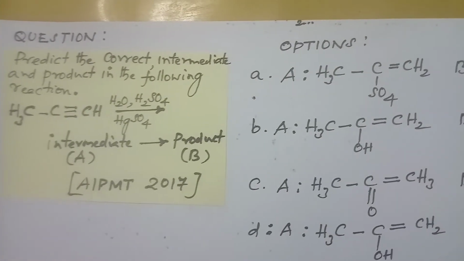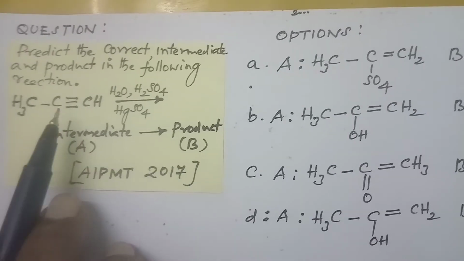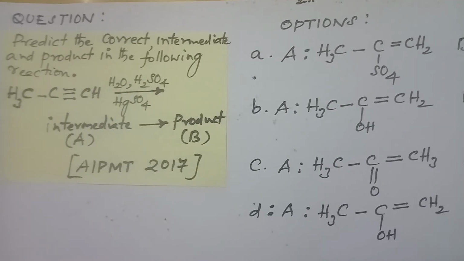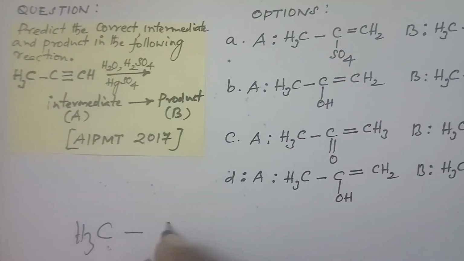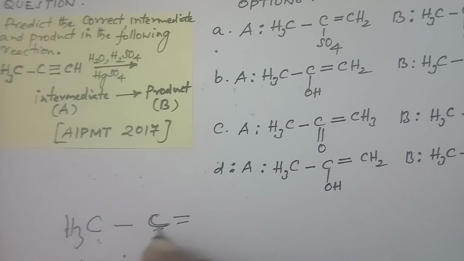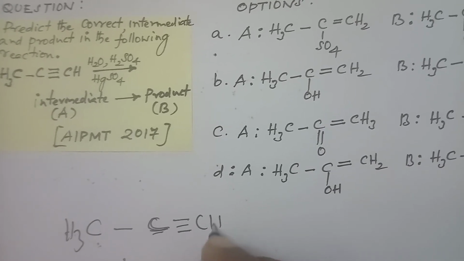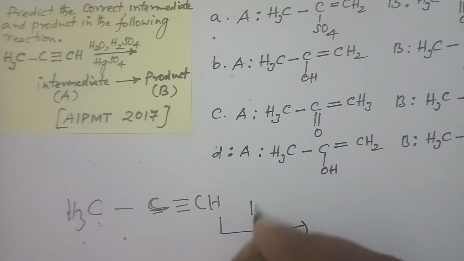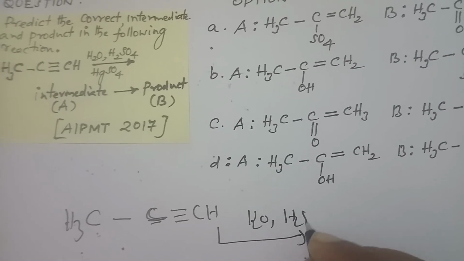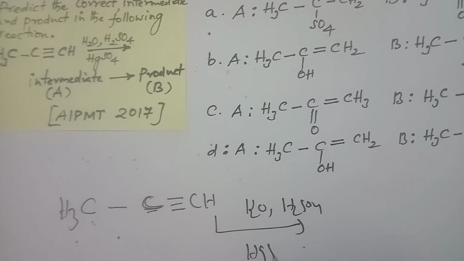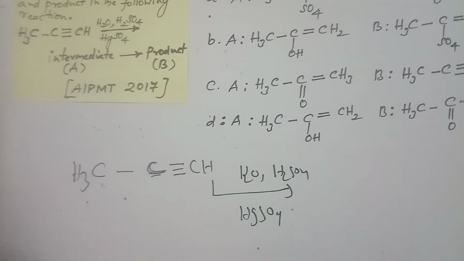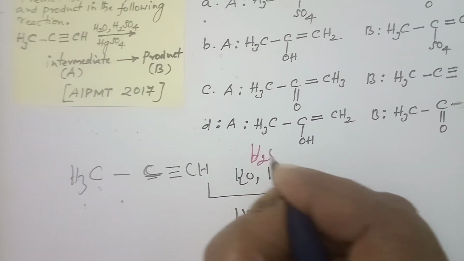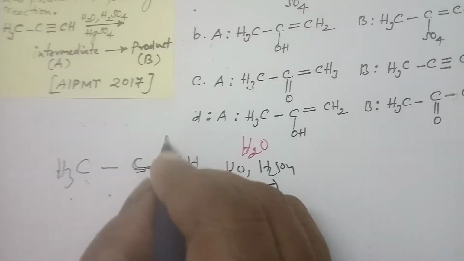Okay, now let us go to the next question. Predict the correct intermediate and product in the following reaction. So you see the reactant. While looking at the reactant at a glance, another point I told is that not only the reactant, the reagent is very, very important. What is written? Sulfuric acid with mercuric sulfate. What does this indicate? Addition of water. Water should be added. Very important.